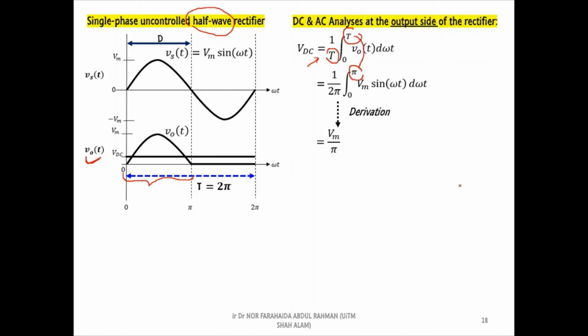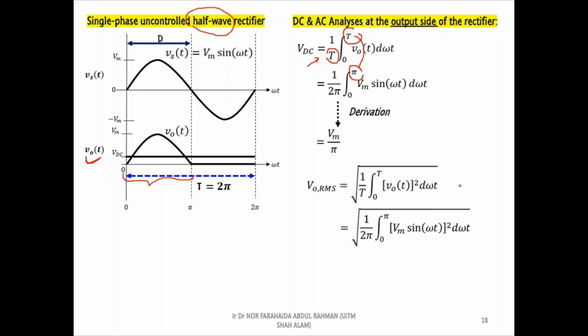To find the RMS output voltage, we can use this general equation. Based on the final equation, we can see that the RMS output voltage of this rectifier is equal to half of the peak amplitude of the output voltage waveform. Thus, we can sketch the waveform as follows.